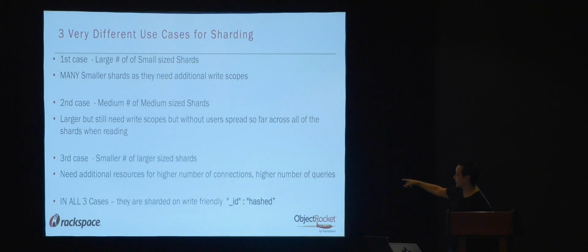You're going to have a higher number of connections or a higher number of queries. You're going to have more reads. You don't want to scatter gather across as many shards if you know that you're primarily going to be reading. But again, a good way to shard when you don't know what the application is doing is to shard on your _id hash, but you should always know what your application is doing.